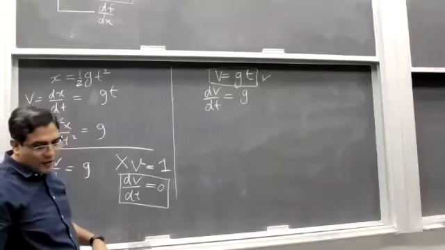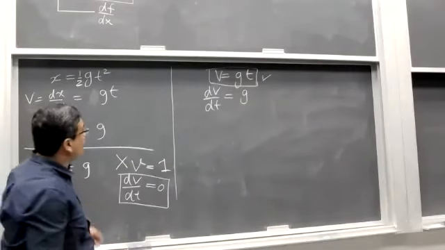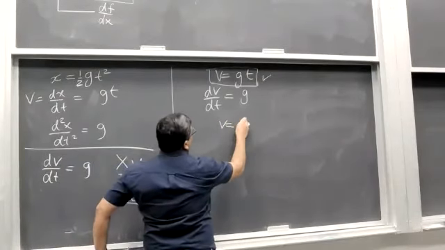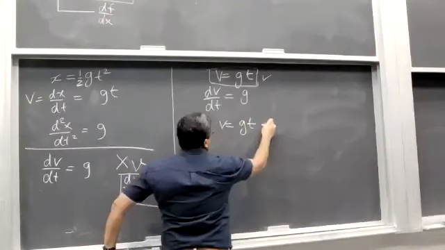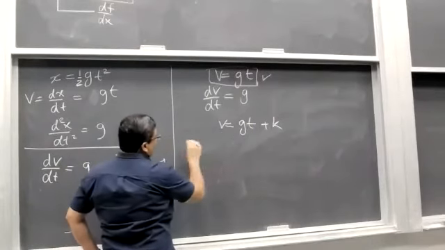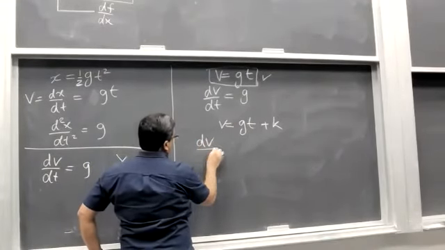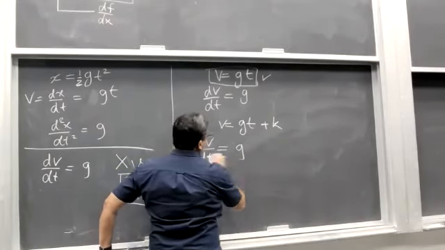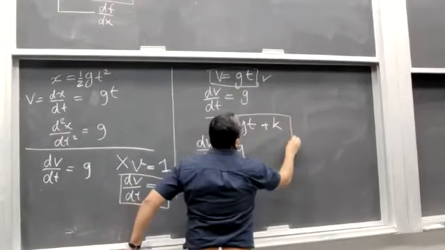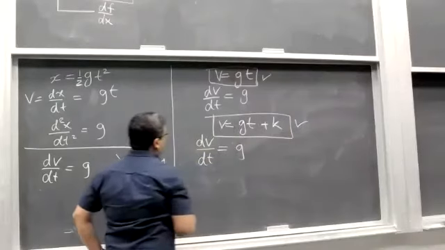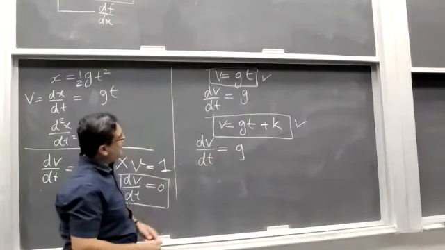Okay. So now this looks like a good guess, but there is more to this story. Now let's say I change my guess, v is equal to gt plus a constant, and then take the derivative, dv/dt. The answer would be g. So there is another good guess. Now, which one should we accept? The first one or the second one?